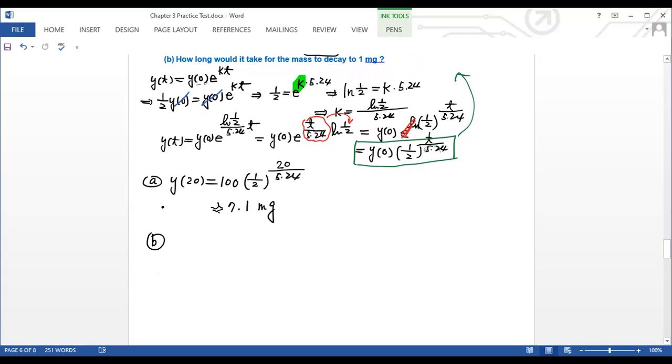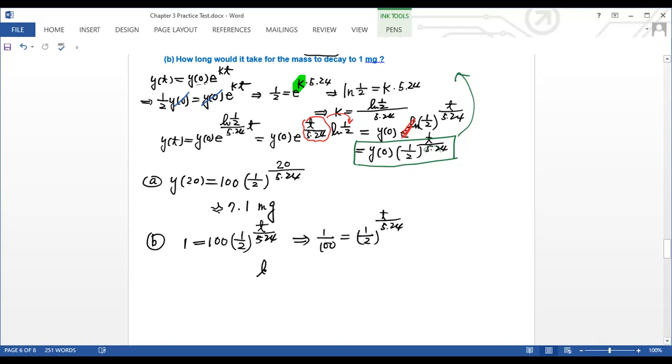All right, so that means here the Y(t) is 1 milligram. It starts with 100 milligrams, and this is a half-life, so it's 1/2. I'm looking for this t, right? So this is 5.24. Then, okay, so now I would say 1/100 is equal to (1/2) to the power t over 5.24. So how to solve it?